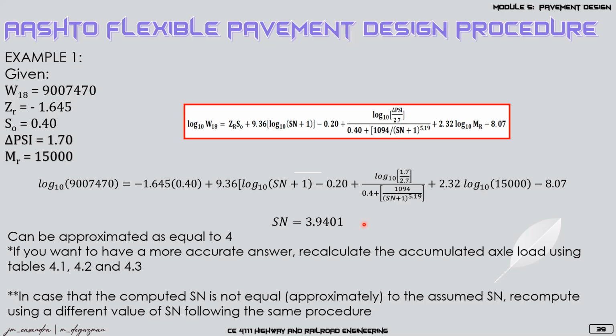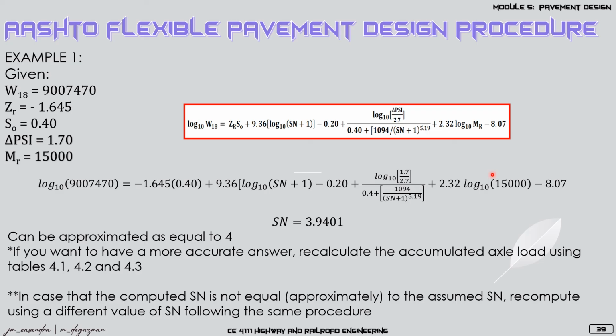So in case the computed structural number is not equal or approximately equal to the assumed structural number, then we have to recompute the structural number again, and likewise we have to get the accumulated traffic load again using a different value of Sn. But we will still follow the same procedure. So for example, the Sn computed here, let's say, is 3.1. So we cannot approximate it as equal to 4.